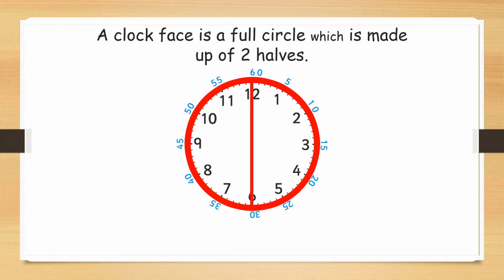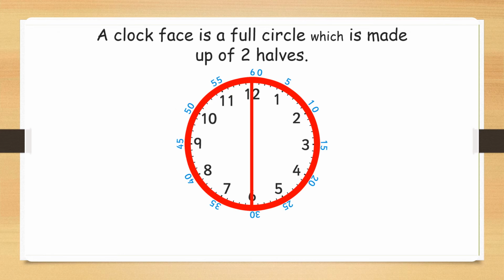Alright, children, there is something amazing about the clock. Are you ready to learn something more? A clock face is a full circle which is made up of two halves. So we have the first half and then the second half.